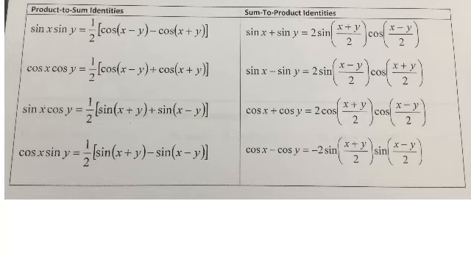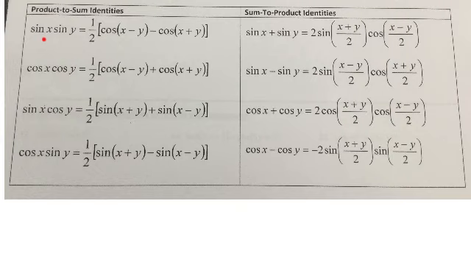Okay, so 6.5 is on product to sum and sum to product identities. So again, a product is when things are being multiplied together. So we're going to take something that's being multiplied together and we're going to rewrite it as something that's being added or subtracted by each other.